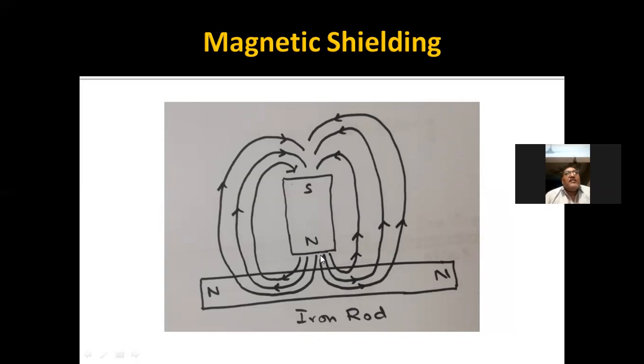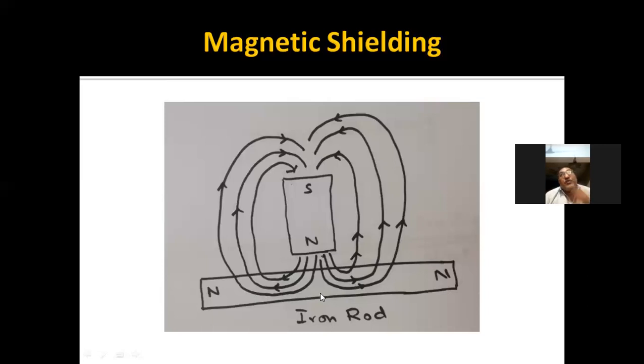And the north, the magnetic lines which are coming out of the north of the permanent magnet, they will travel in the rod in this way and they will go back to the south here. So you see what will happen. All the magnetic lines will start traveling in the iron rod and from here they will exit. So here a south pole will be created. On this side, a north pole is created. On this side, a north pole is created.